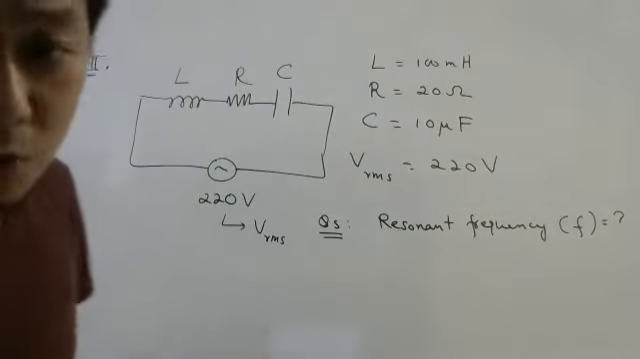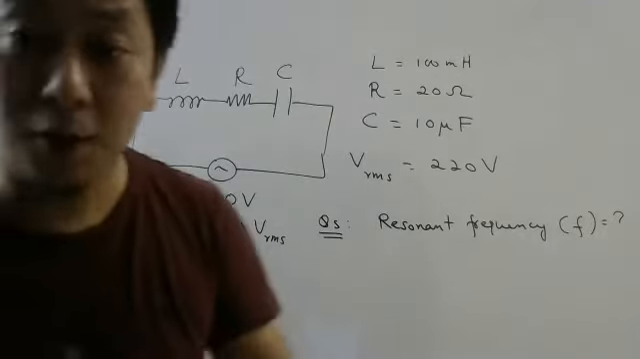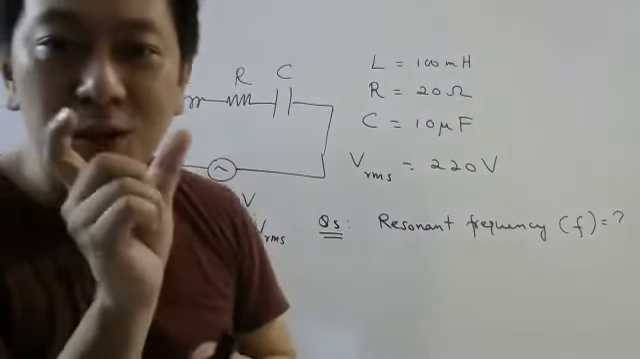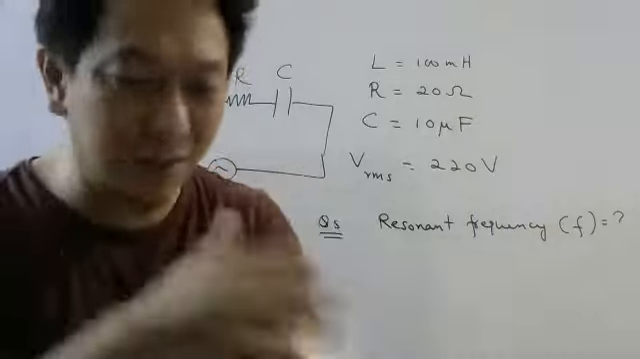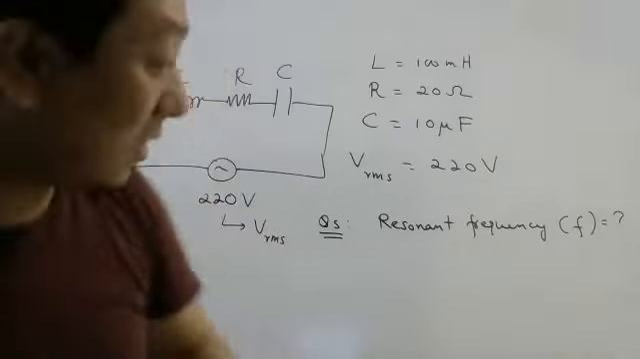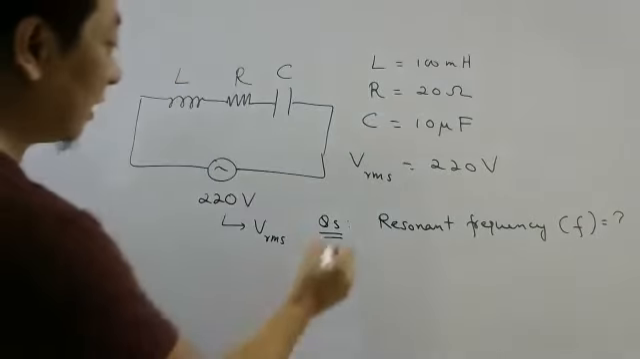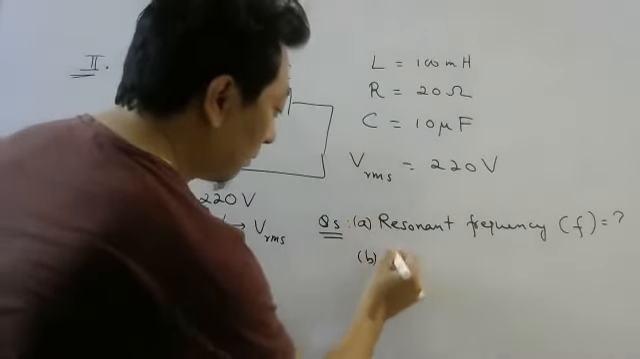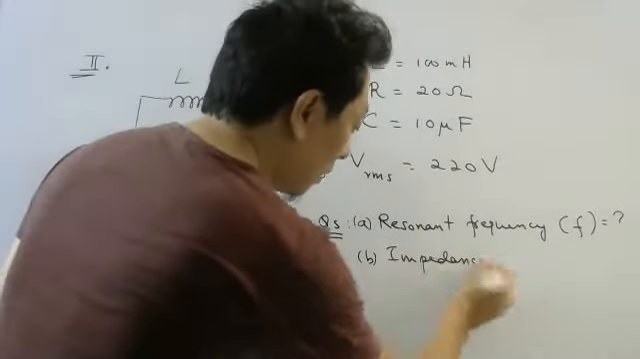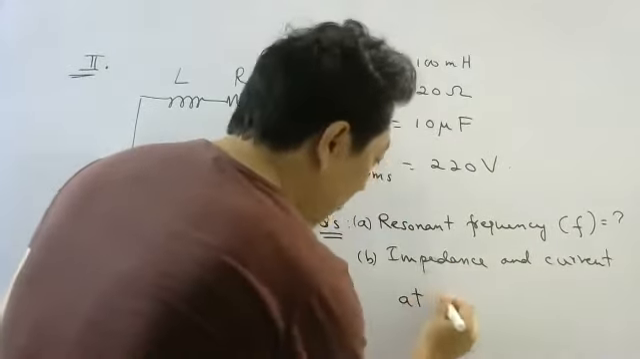Okay, now how they will use the sentence? They may tell you, find the frequency of the source which will drive the circuit to resonance. So the moment you hear that word resonance, then forget other things. Just you understand that whatever frequency they want is resonant frequency. Okay, sometimes we call it natural frequency also. And then first thing they may ask resonant frequency, then they may ask you impedance and current at resonance.